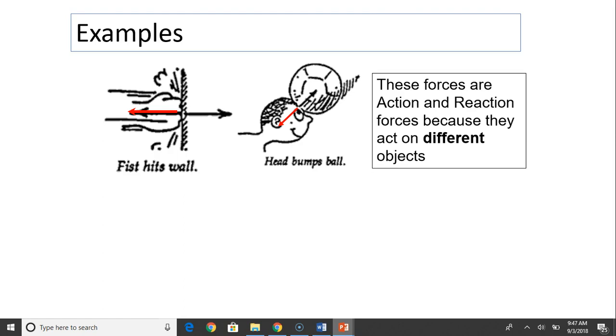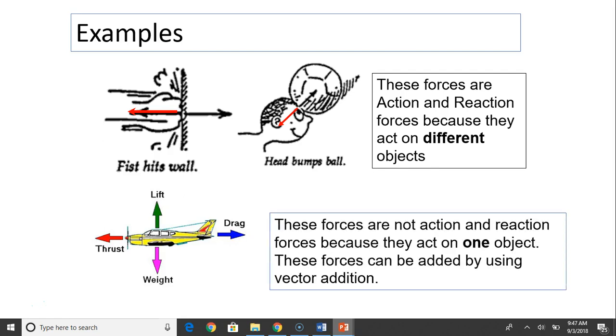Those are action-reaction forces. Now, when you analyze the force on a plane, you can have all different forces. You can have weight force, lift force, thrust force, and drag force. And those forces may cancel out because those forces are acting on the same object. So remember, action-reaction cannot cancel out because they are acting on different objects. But when we analyze just one object, all the forces on the same object, those forces can be added using vector addition.